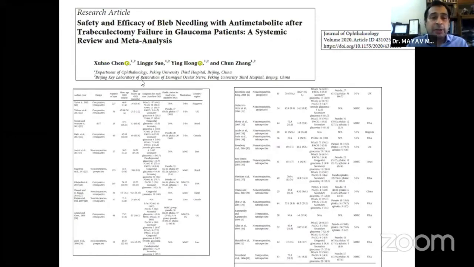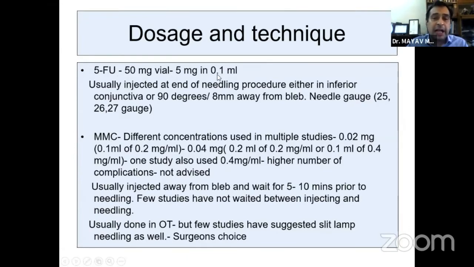So the dosage of 5-FU is 5 milligram in 0.1 ml, which has been used by all studies. It is usually injected at the end of the needling procedure, either in the inferior conjunctiva or 90 degrees away from the bleb, usually with a 25, 26 or 27 gauge needle. While topical mitomycin C has been used in various dosages, 0.02 milligram, 0.04 milligram, and in some studies 0.4 milligram per ml, which is quite a higher dose, causes a slightly higher number of complications, and is not advised.